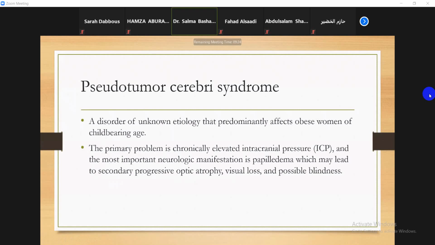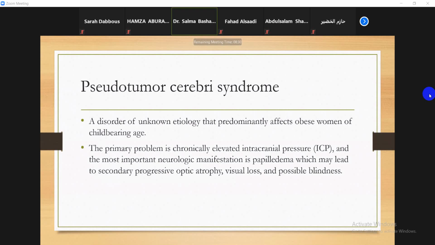So the last thing we will talk about is pseudotumor cerebri. This entity has had a lot of names in its history. It used to be called, in the past, benign intracranial hypertension. The name was changed because they found it's not really benign. It predominantly affects obese women of childbearing age. The main problem is chronic elevated intracranial pressure, and the most important finding on examination is papilledema, because of optic disc swelling secondary to the increase in pressure. This can lead to progressive optic atrophy, vision loss and blindness. That's why they changed the name to idiopathic intracranial hypertension instead of benign, because it can cause vision loss.